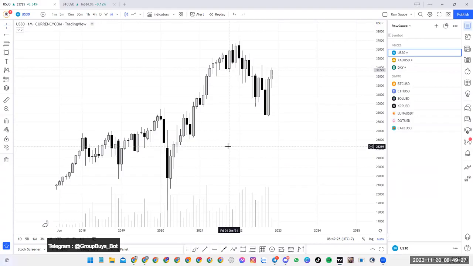And then there it comes, break. Then we are expecting it to retest. Okay, we are expecting it to retest. So there we go, we have these levels in here.